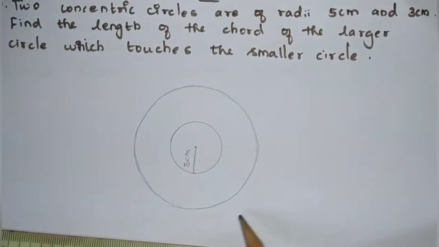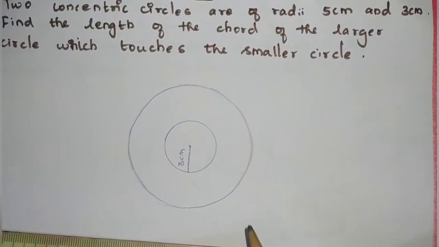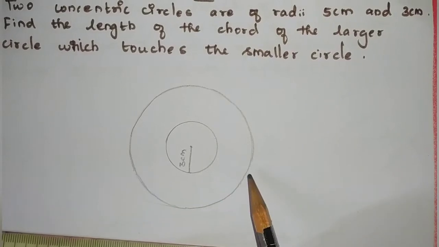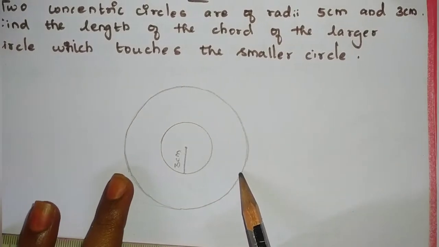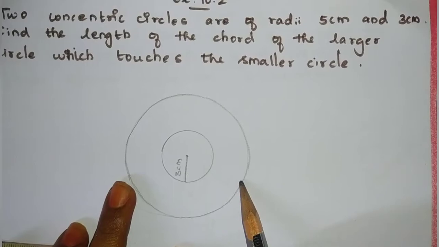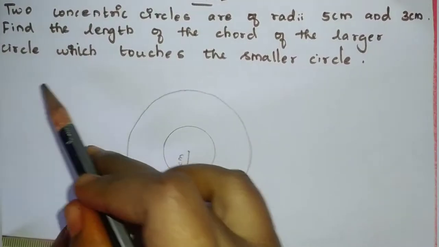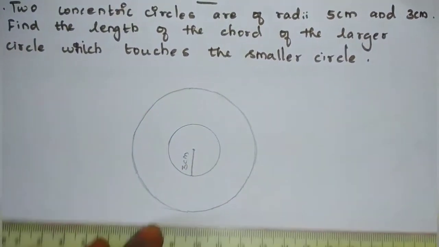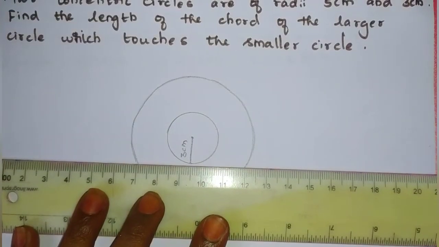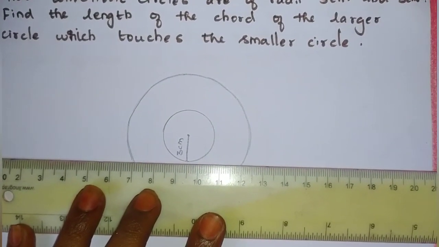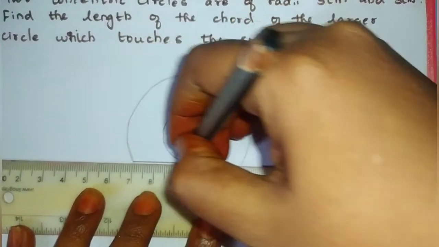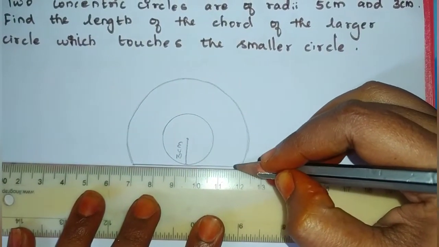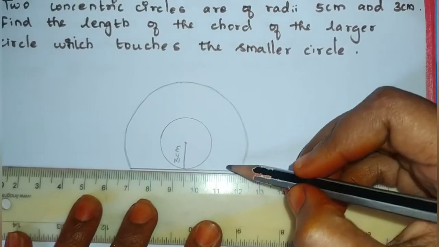For the larger circle you are going to draw a chord. Chord means that line should touch the circumference of the circle. Clear? So the chord of the larger circle touches the smaller circle. So I am going to draw the chord like this.